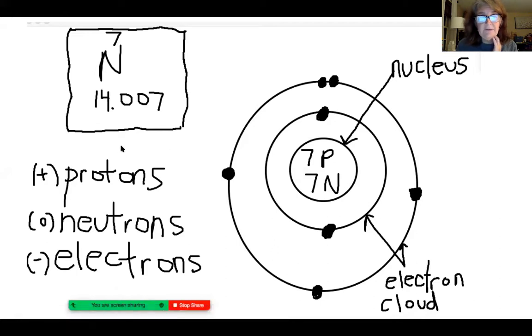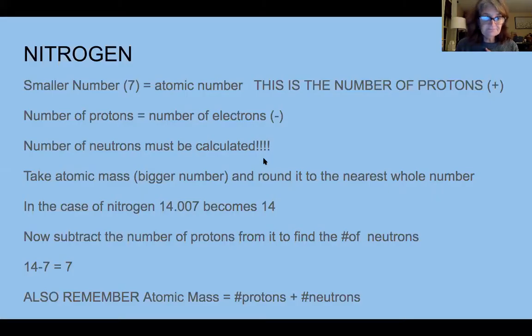And then to find the number of neutrons, we have to take the larger number, the atomic weight, round it to the nearest whole number. Here would be 14. Subtract 7 from that and get 7. Okay? And we did that with nitrogen.